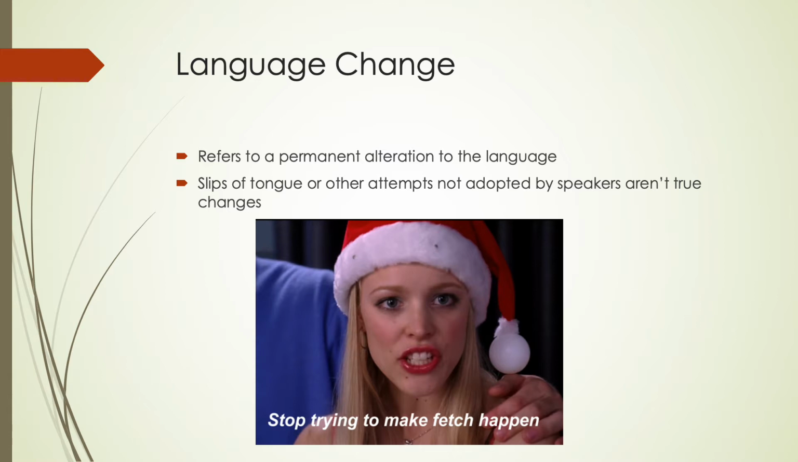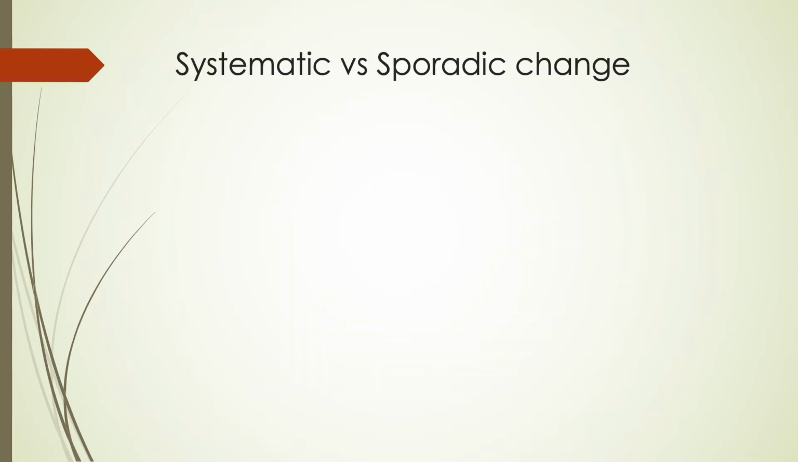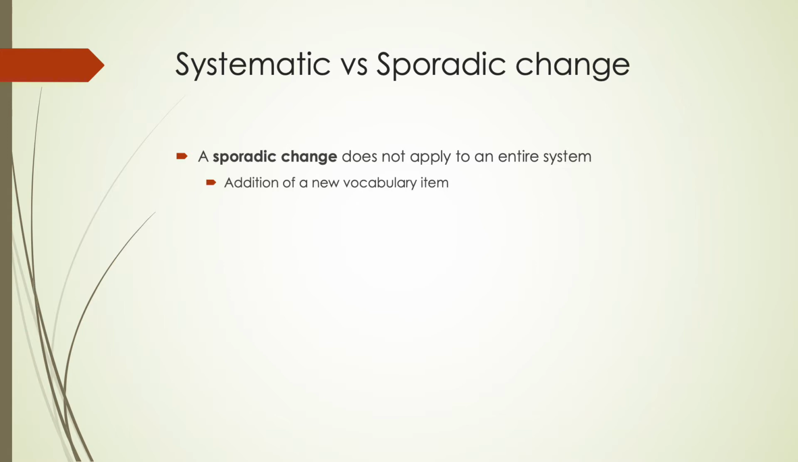And when we think about language change, there's a couple different kinds of determinations for language change. So the first one we'll talk about is whether something is systematic or sporadic. So if we think about what a sporadic change is, just like the word implies, this is something that doesn't apply to the entire system. So this would be something that's only here or there, maybe adopted by a group of speakers, but not all of the speakers. A common way that this happens is an occasional addition of a vocabulary item, and especially with things like slang. So slang is something that might apply to some people, but not others.